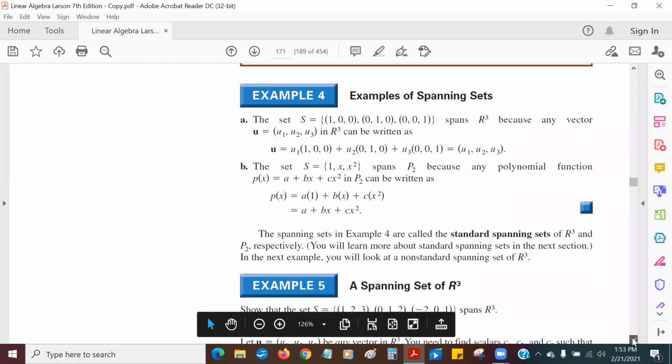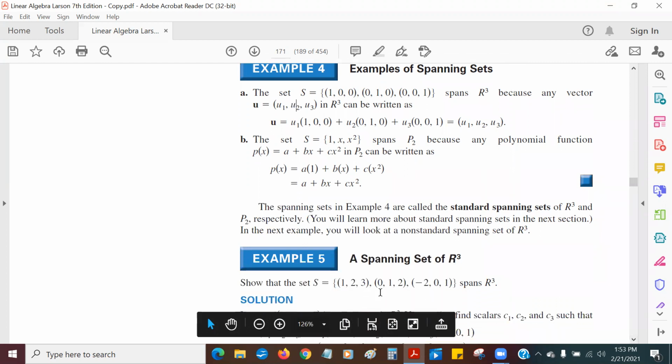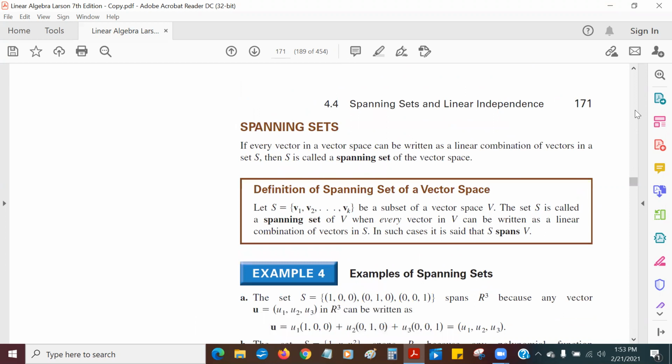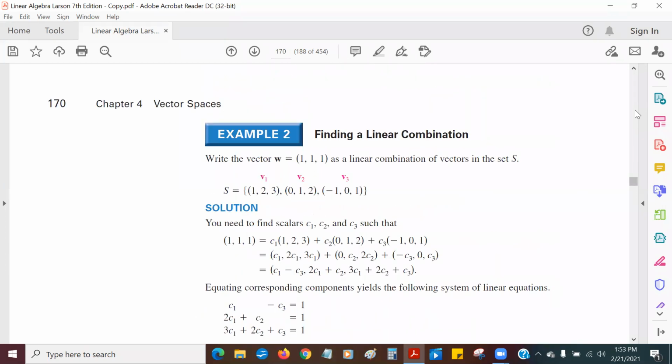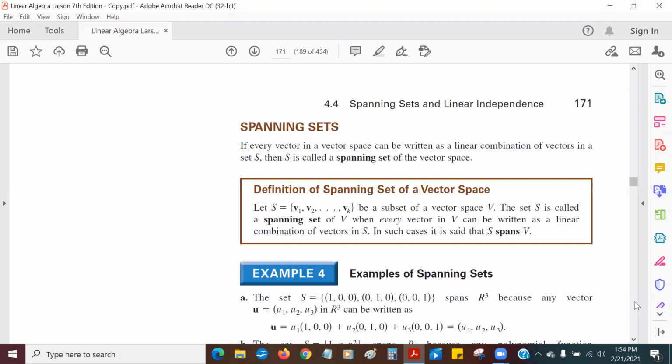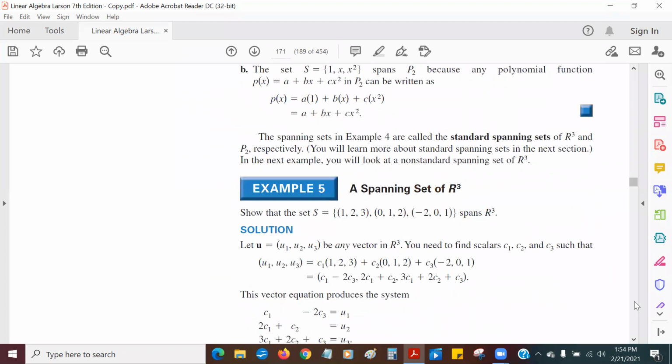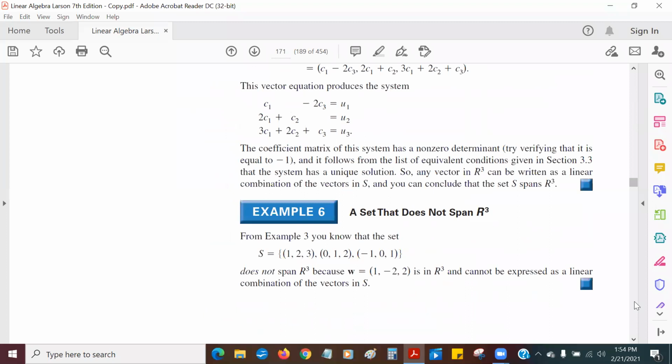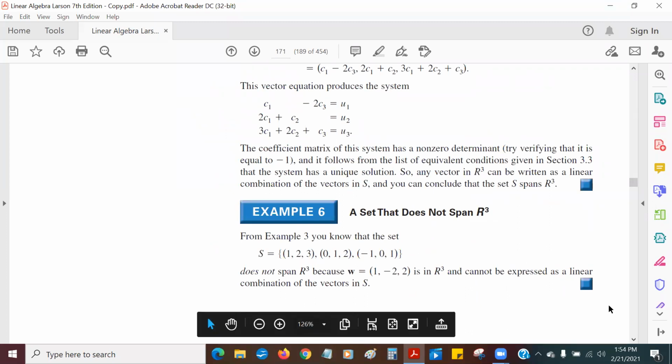But let's look at another spanning set. Let's say we have the set (1, 2, 3), (0, 1, 2), (-2, 0, 1). Wait, isn't that the set we had before? Actually, it's almost the same. There's one thing that's different here. See right there, before you had a -1, and that did not span everything, because we found a case where it was impossible to express. But here, we're going to change the -1 to a -2. Let's see if that makes any difference.